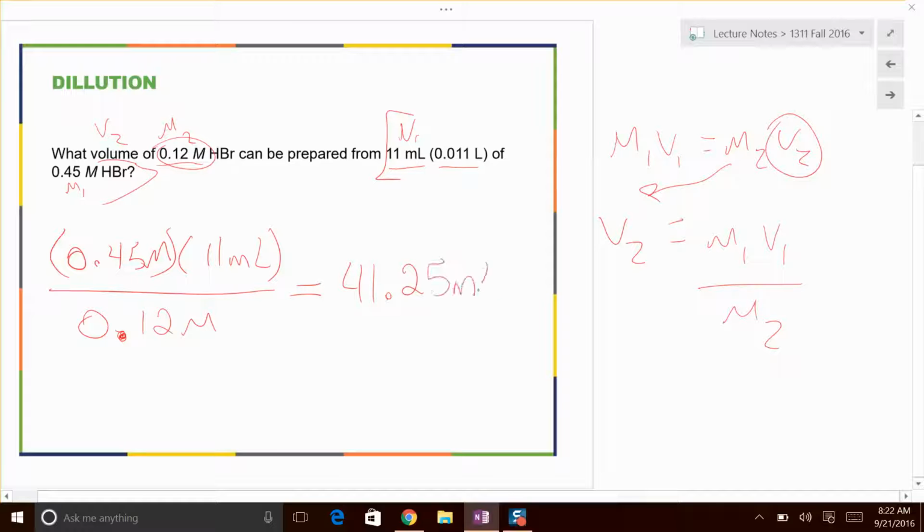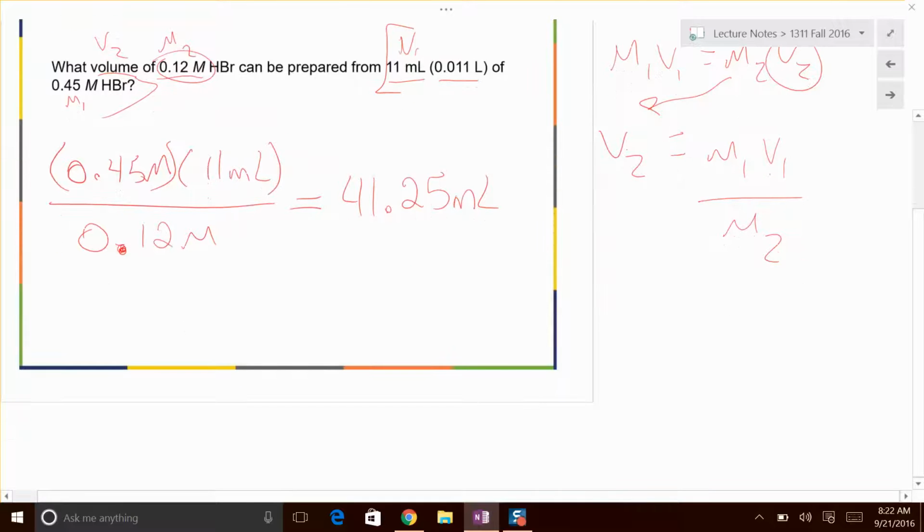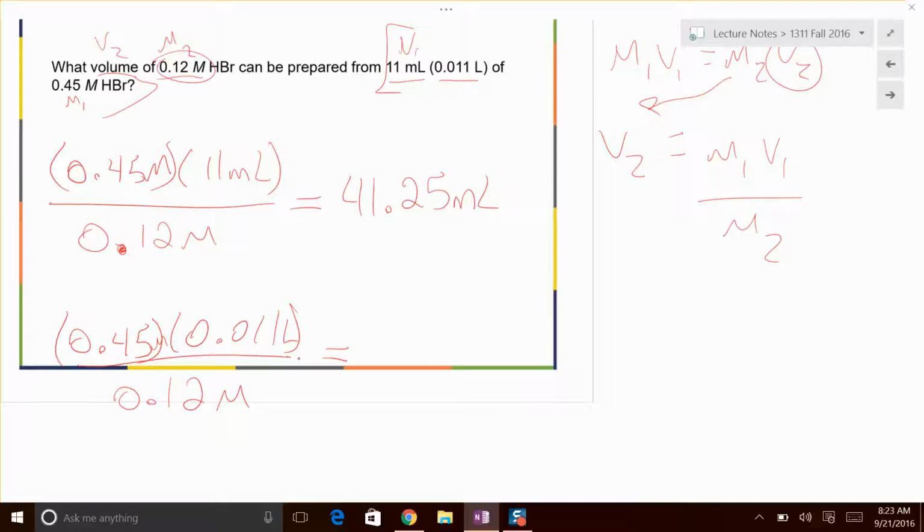41.25 milliliters. Now, if I had used liters, I would say 0.45 times 0.011 divided by 0.12 molar. This is molar. This is liters. Now what's my answer? It's not the same. What is it? 0.041. Okay? But it's in liters. Now it's in liters instead of milliliters. If I do it this way, it's in milliliters. If I do it this way, it's in liters.